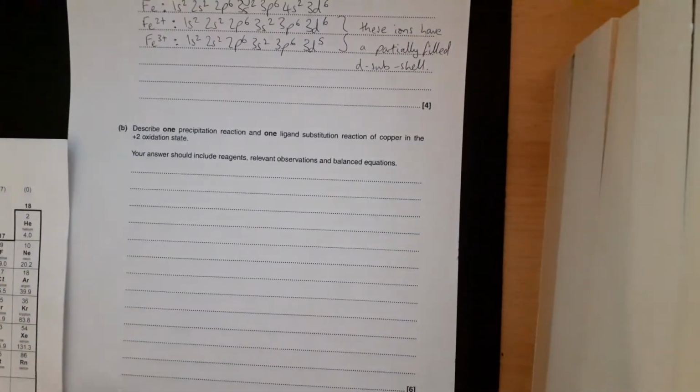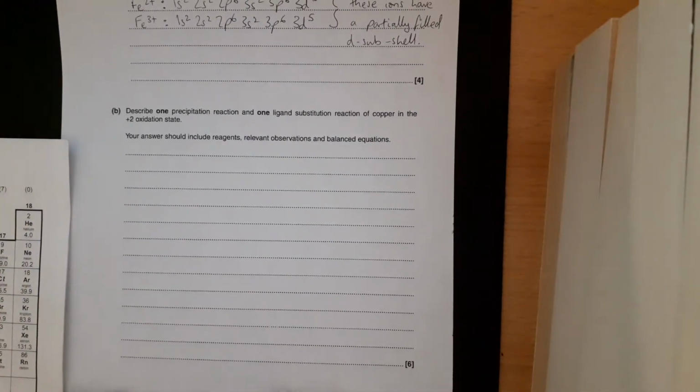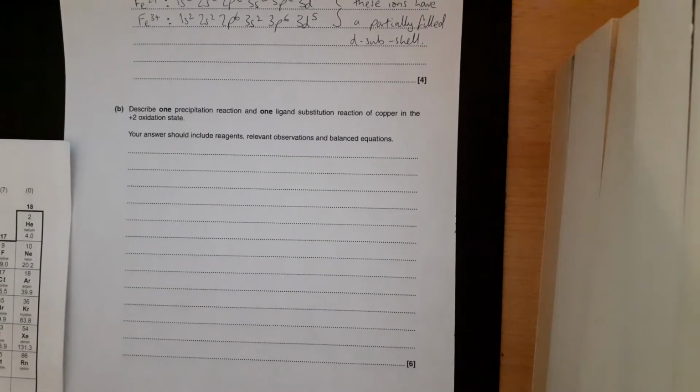Okay, then we get a 6-mark question here, and it says, describe 1 precipitation reaction and 1 ligand substitution reaction of copper in the +2 oxidation state. And again, this should be a nice question that we're looking forward to, because this is stuff we need to learn, and if they're going to give us 6 marks just for stuff that's straight out of the textbook, we shouldn't really have to think about this at all. It should just be, yep, I've learnt this. We need to include the reagents, relevant observations, and balanced equations.